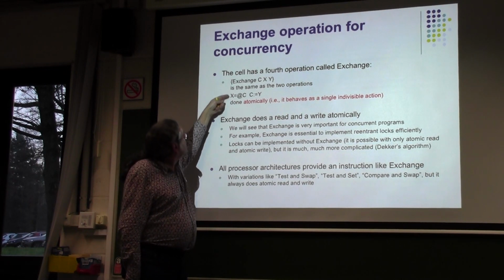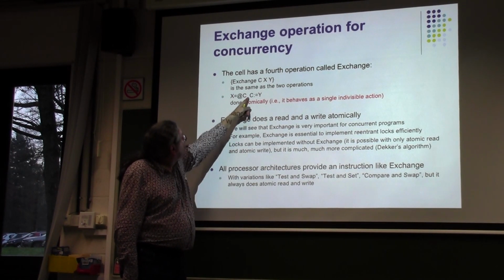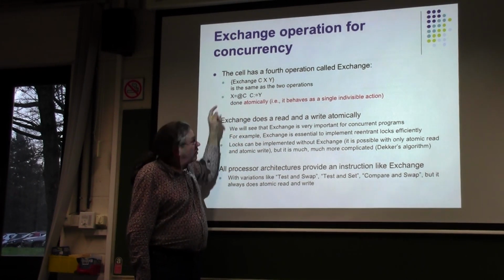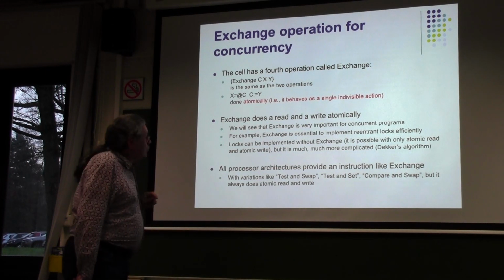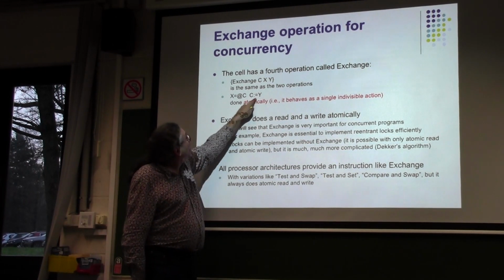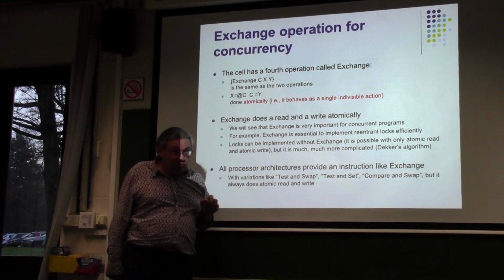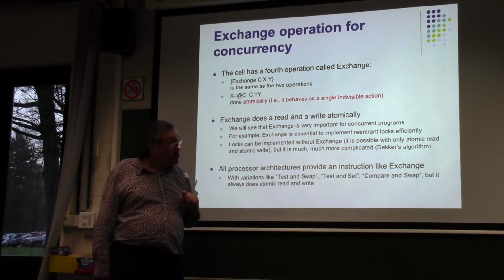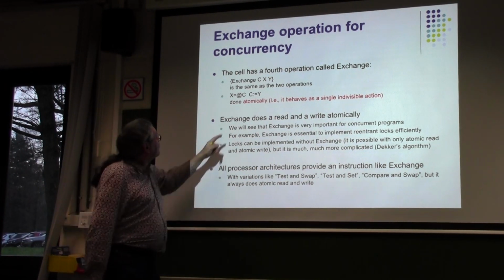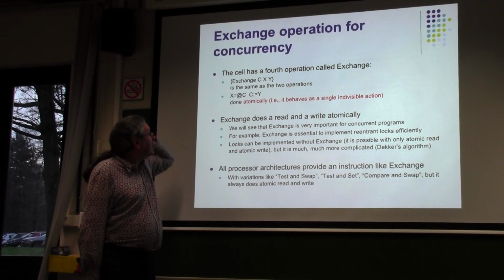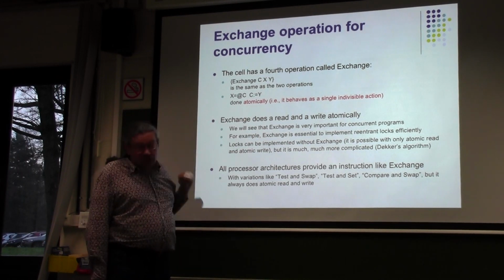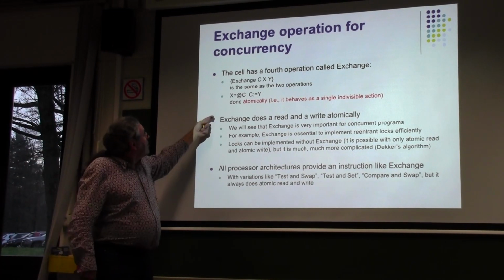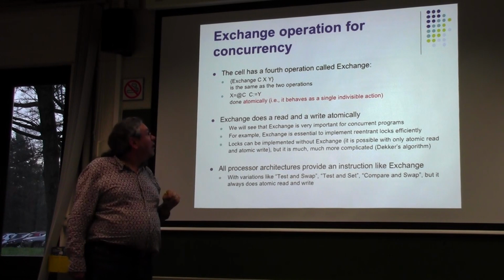And so the difference between these 2 is that the scheduler can never stop in the middle for exchange. These 2 operations are atomic, which means it behaves as if it were one indivisible action. That means the scheduler is either before or after. It will never stop in the middle. You will never suspend in the middle. You will never see an intermediate state. Okay? Exchange does read and write atomically. Okay? This is very important for concurrent programs.